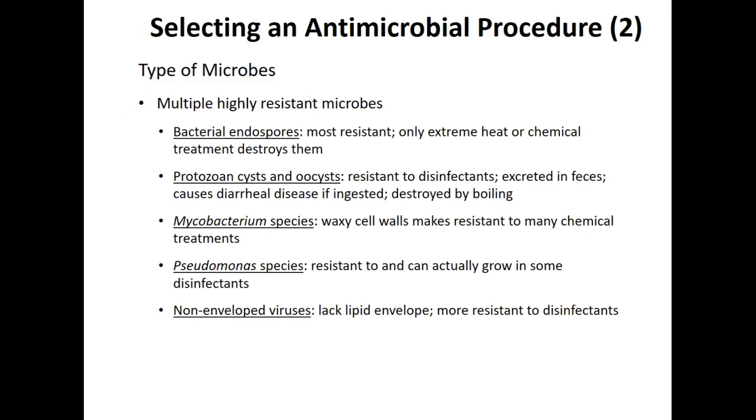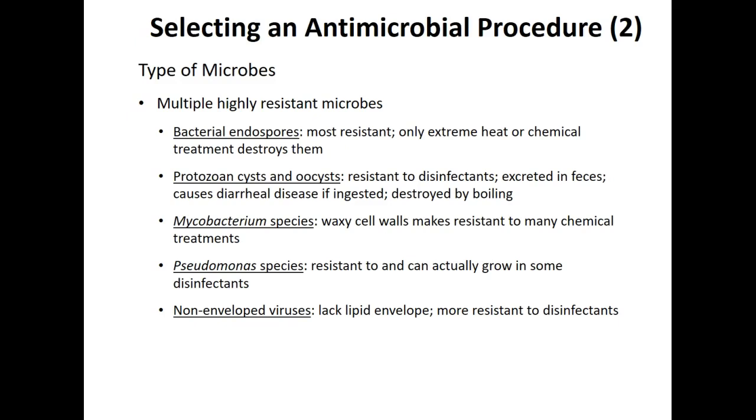Mycobacterium species contain mycolic acids in their cell walls. That mycolic acid being present ultimately causes those cell walls to be more waxy in consistency. And this creates a problem from an antimicrobial standpoint because the waxy nature of their cell wall imparts resistance to multiple antimicrobial substances. So once again, Mycobacterium species would be a little bit more difficult to achieve control of.